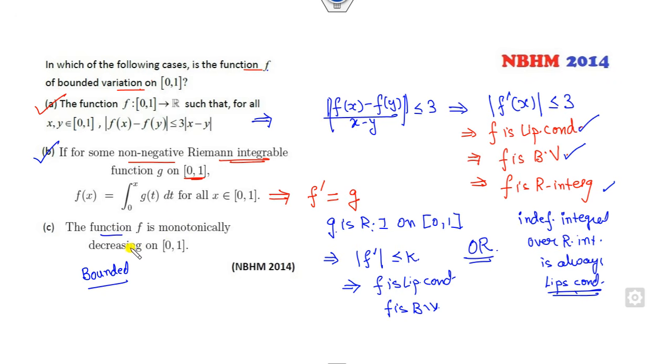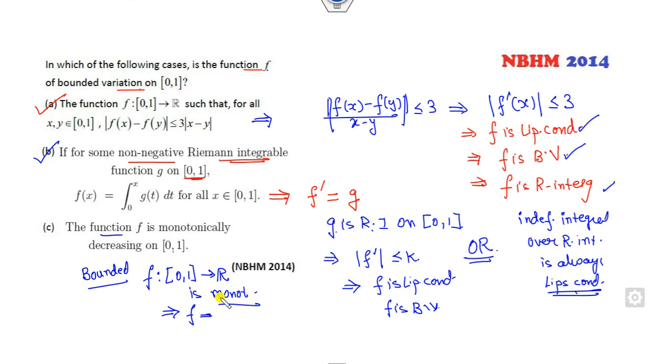F is monotonically decreasing. You need to bound it. Okay, F is bounded and is monotonic decreasing. F is a function defined over this interval, nothing else is given to you, it is monotonic. Fine. Since it is defined on the closed interval, it is bounded because it's continuous.